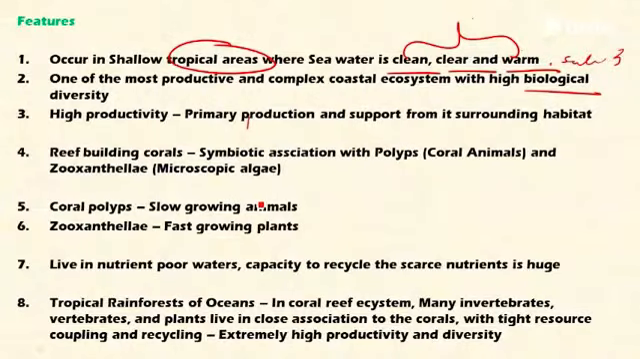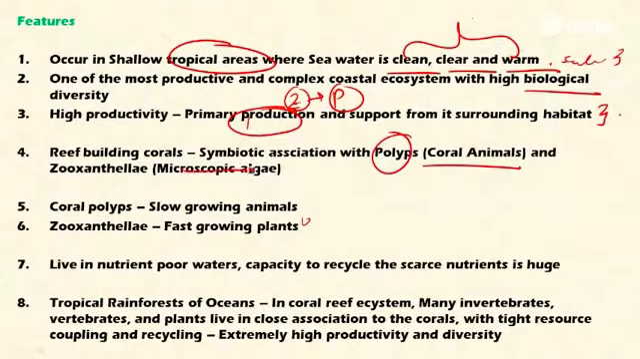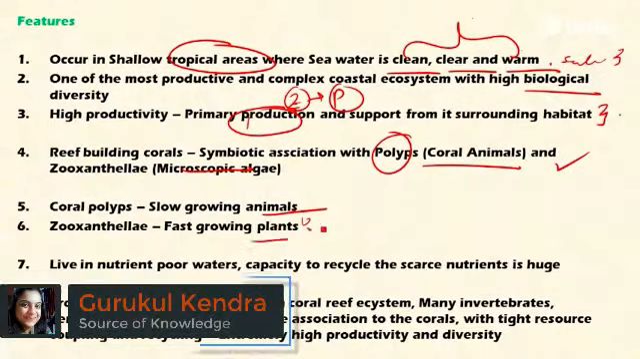These coral reefs are highly productive owing to the combination of their own primary production, which is due to the zooxanthellae that carry out photosynthesis, and support from the surrounding habitat. So they have higher productivity. The reef building corals live in symbiotic association, the coral polyps, that is the coral animals, and the zooxanthellae, the microscopic algae that I discussed in my previous slide. These two grow at differential rates. The coral polyps are slow growing animals and the zooxanthellae are fast growing plants.